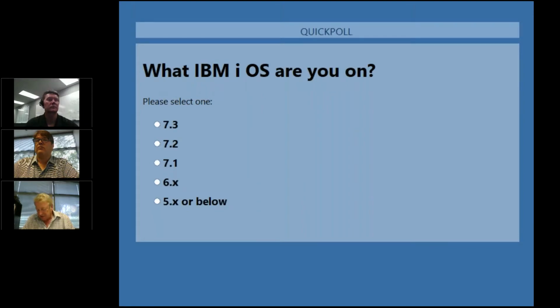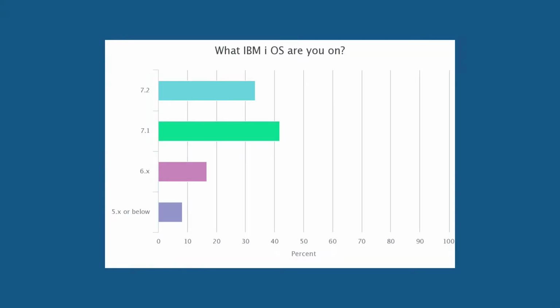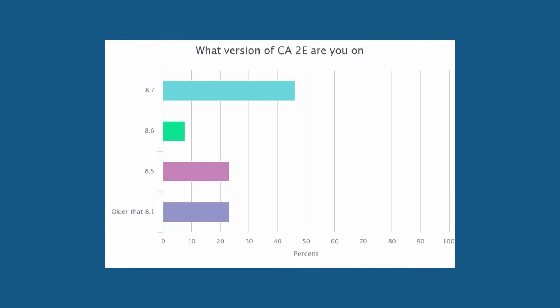And could we see the results of the second poll question? We have about 33% in 7.2, 42% in 7.1, 17% in 6.x, and 8% 5.x or below. Okay, so vast majority on 7.x. And the first question about version of CA2E, you hold that one up. We had about half at 46% at 8.7, about 8% at 8.6, 23% at 8.5, and 0 at 8.1, and 23% older than 8.1.